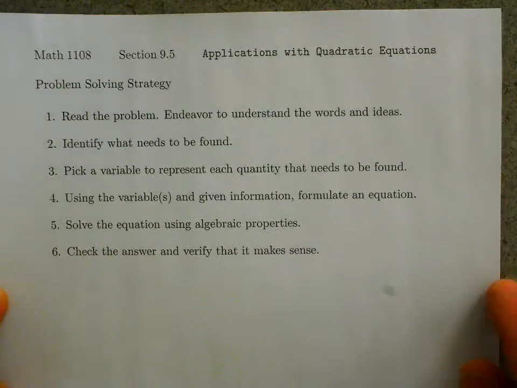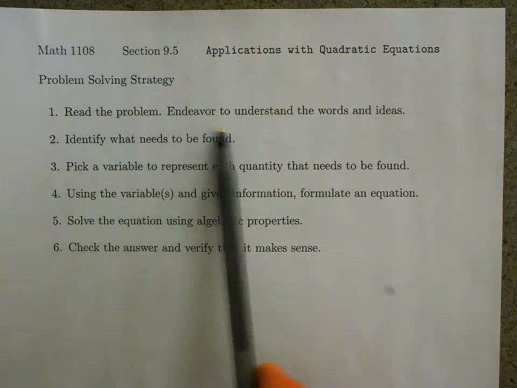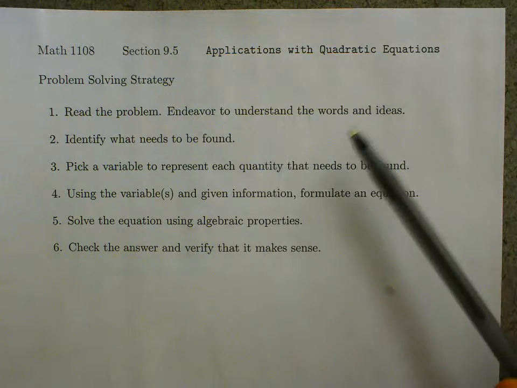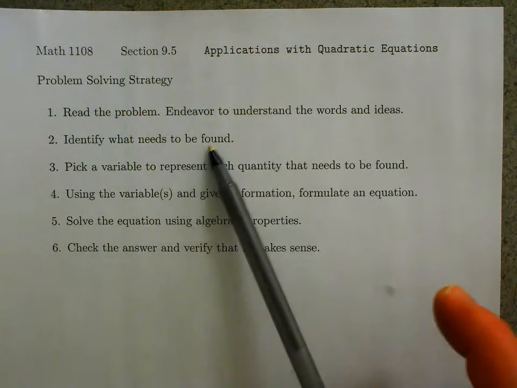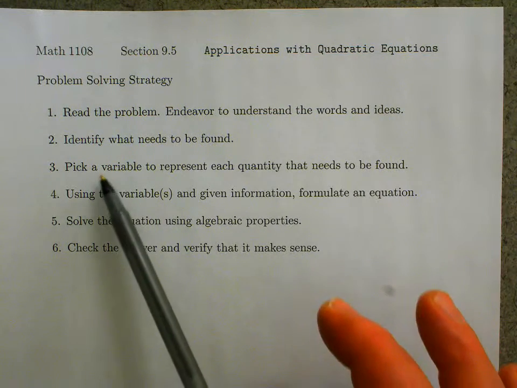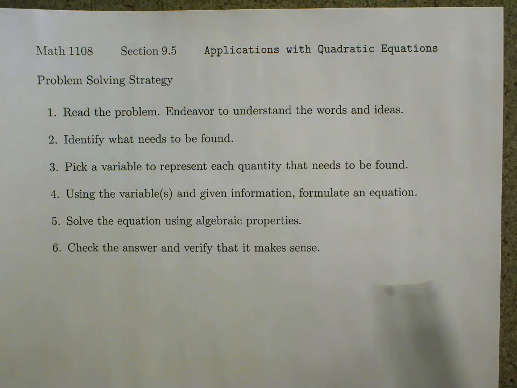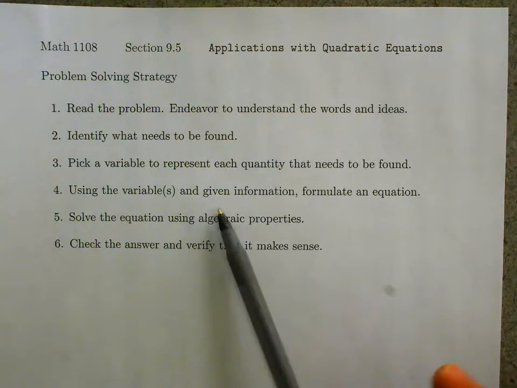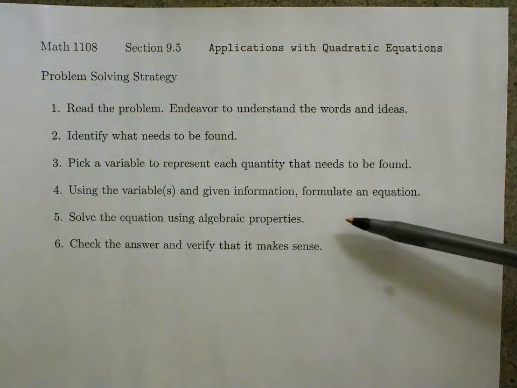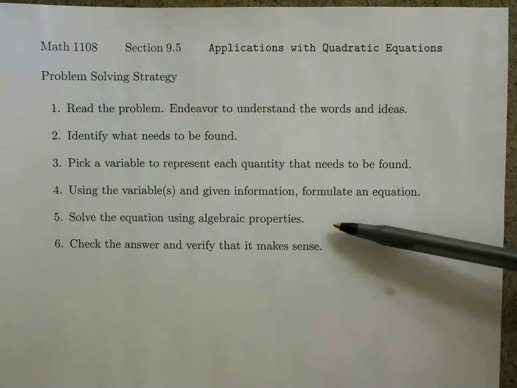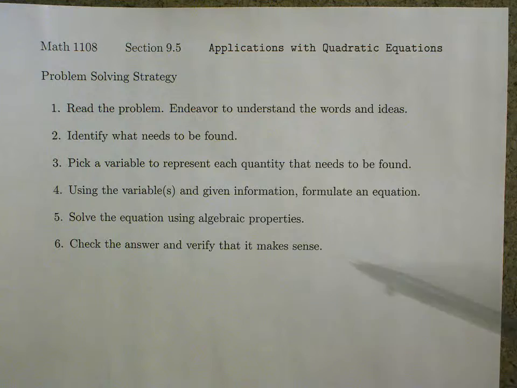A general problem solving strategy that we'll apply: read the problem and try to understand all of the words and the ideas. Identify what needs to be found. In algebra, we pick a variable to represent each quantity that needs to be found. Then, using the variables and the given information, we formulate an equation. Then we solve the equation using algebraic properties. Afterwards, we can check the answer to verify that it makes sense.